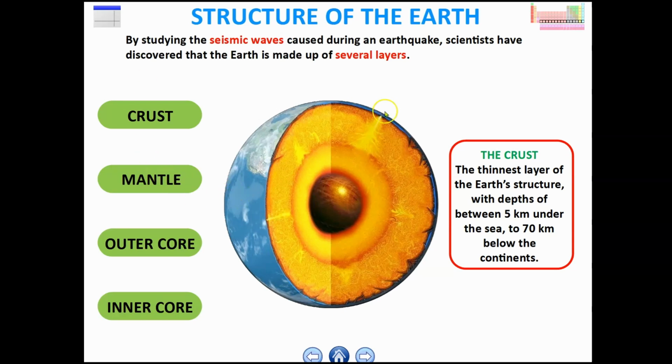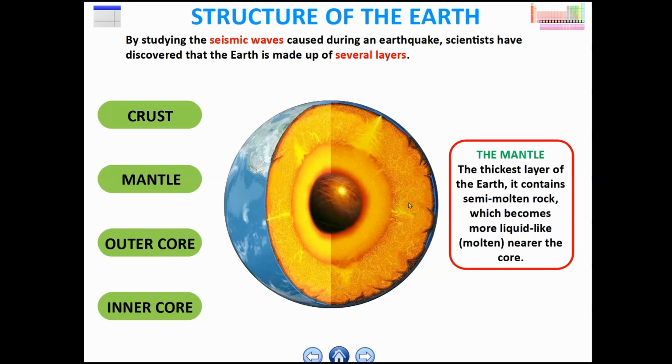The next layer is the mantle, which is the thickest layer of the Earth and contains semi-molten rock. So technically that's called a plastic. Plastic means flexible or fluid, so metals can be plastic as well. So in this case, the rock is actually plastic. It can flow. That's what it means to be plastic.